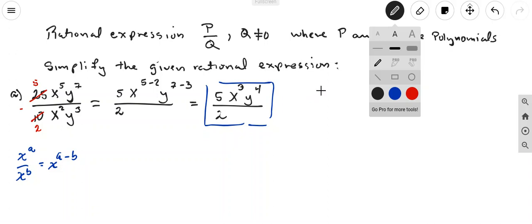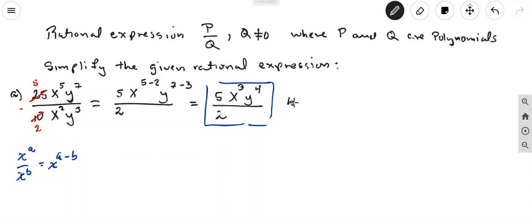In this example, both the numerator and the denominator were monomials. So in my next example, I will give you a rational expression made out of polynomials. So for example, I ask you to simplify the expression x squared plus 5x plus 4 divided by x squared minus 1.